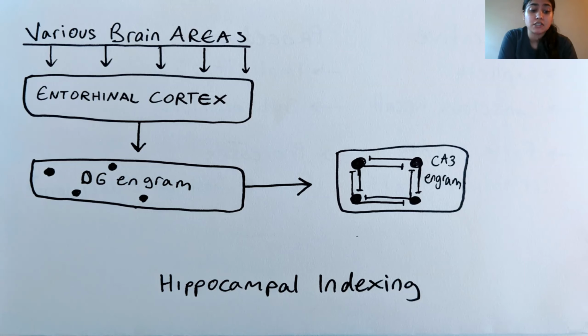And if this experience is going to be stored as a memory, then the entorhinal cortex will activate a unique group of neurons in the dentate gyrus through the perforant path.